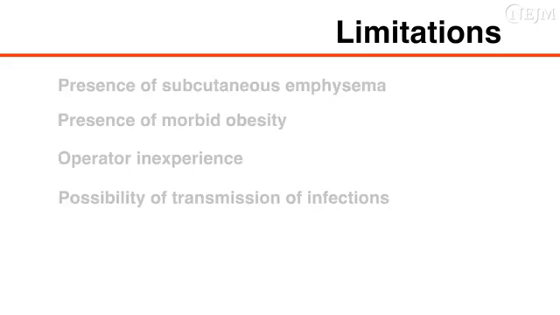In patients with viral pneumonia, lung ultrasonography has limited ability to diagnose bacterial superinfection. The value of ultrasonography of the lung may also be limited by the presence of subcutaneous emphysema, which can hinder a proper assessment of the lungs, making it difficult to correctly identify the pleural line and mimicking different types of artifacts, including A and B lines, the presence of morbid obesity, which may hinder access to some areas of the chest wall, operator inexperience, and the possibility of transmission of bacterial, viral, and fungal infections.